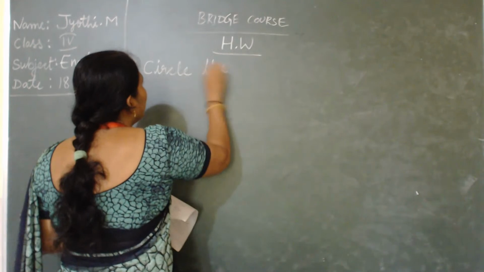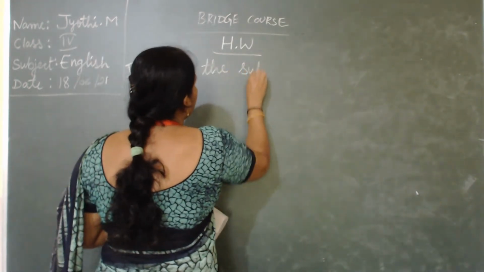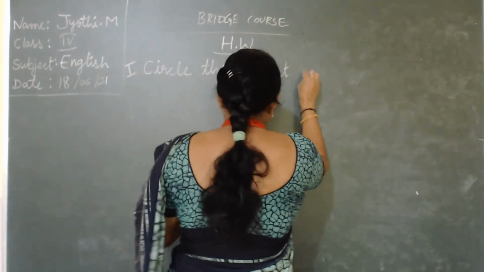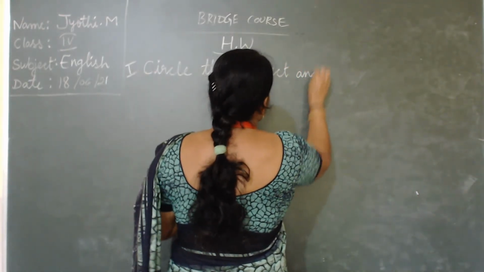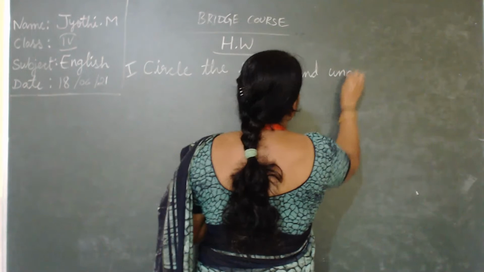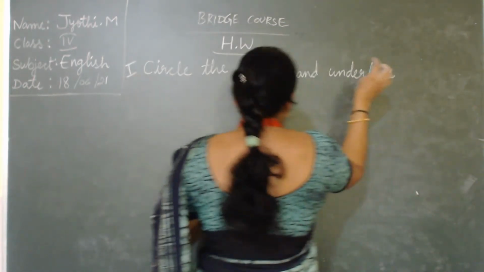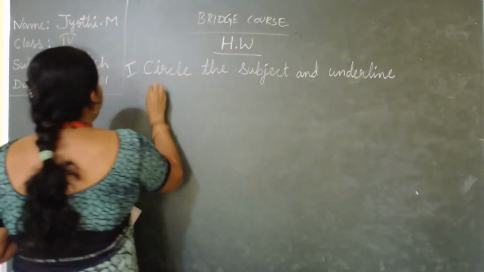Now circle the subject. Circle the subject and underline the predicate.